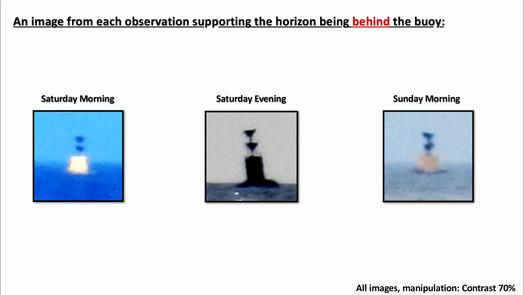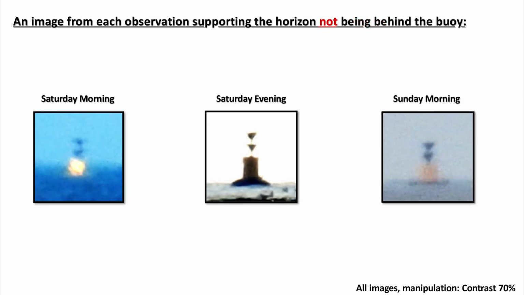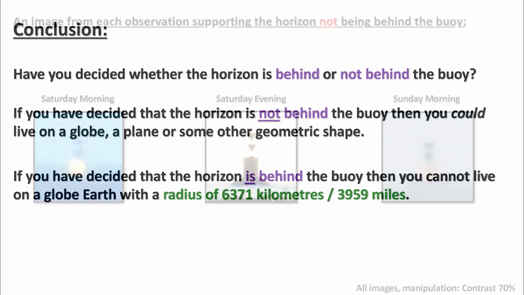An image from each observation supporting the horizon being behind the buoy. All images manipulation contrast 70%. An image from each observation supporting the horizon not being behind the buoy. All images manipulation contrast 70%.